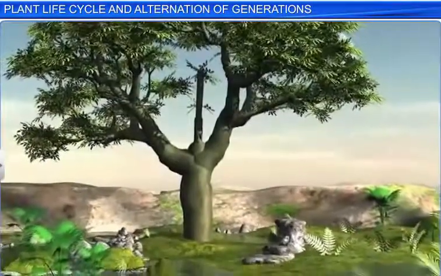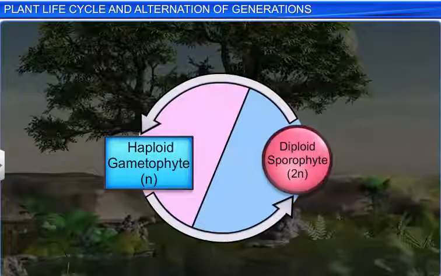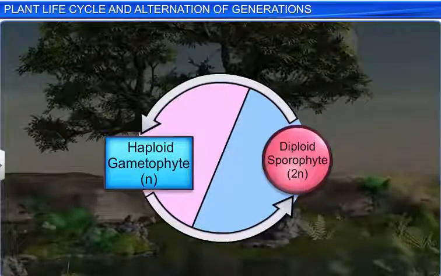Thus, every plant cycle is marked by alternation of the sporophytic with the gametophytic phase. However, the dominant phase differs in different plant groups.